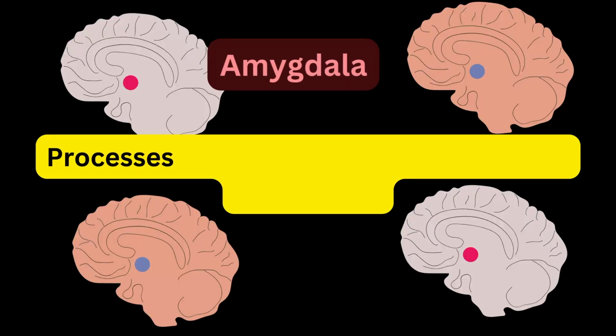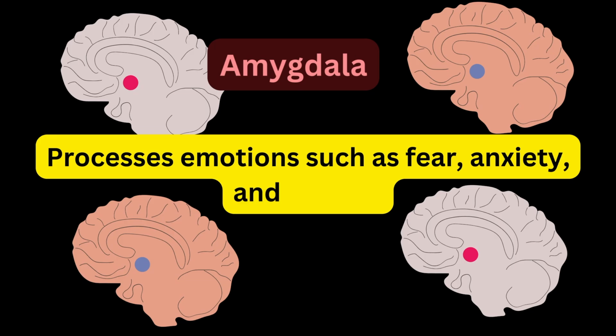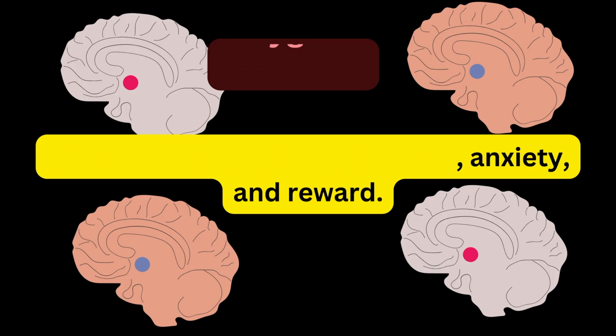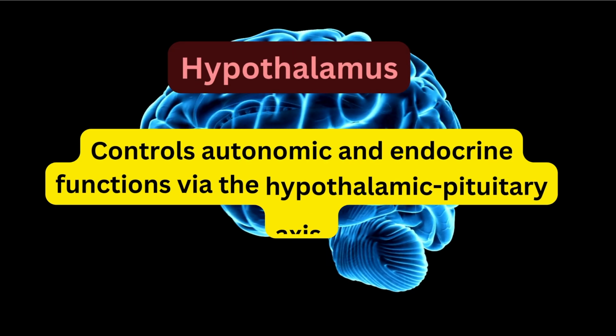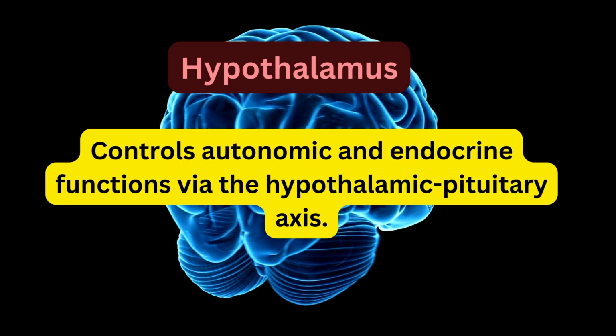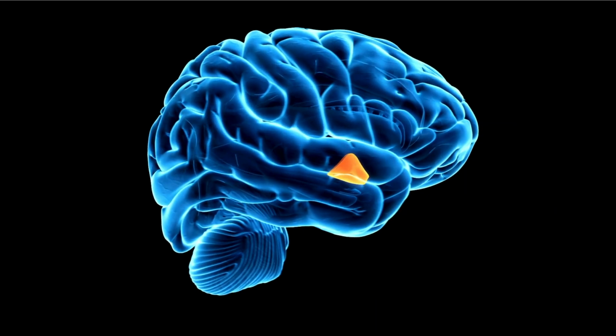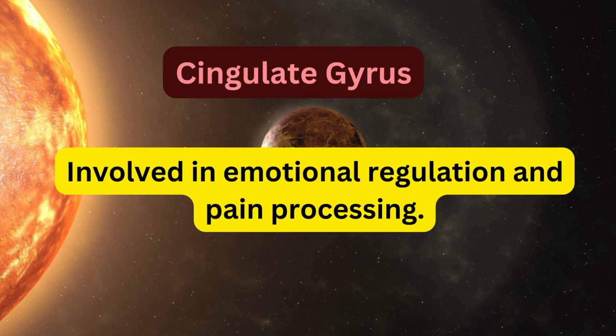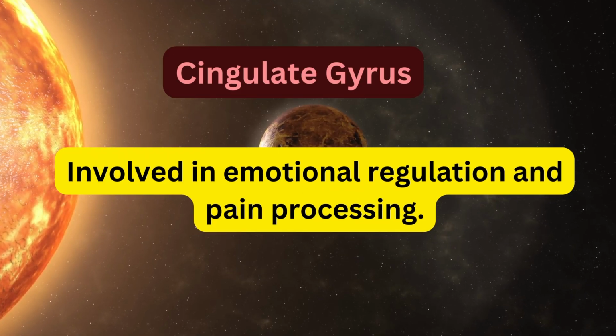The amygdala processes emotions such as fear, anxiety, and reward. Here we have it highlighted. The hypothalamus controls autonomic and endocrine functions via the hypothalamic-pituitary axis. The cingulate gyrus is involved in emotional regulation and pain processing.